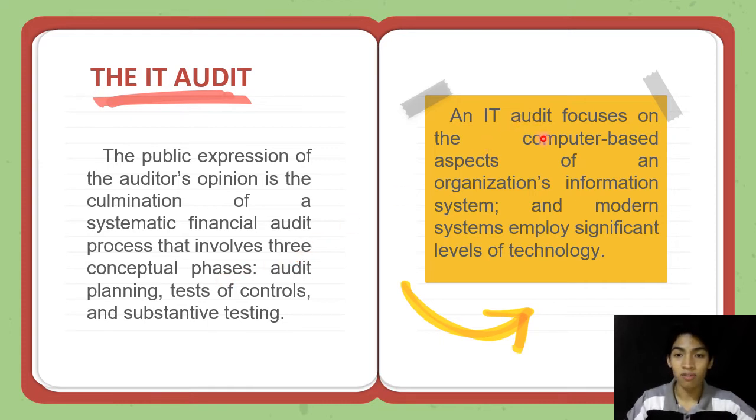Moreover, an IT audit focuses on the computer-based aspects of an organization's information system, and modern systems employ significant levels of technology. For example, transaction processing is automated and performed in large part by computer programs. Similarly, source documents, journals, and ledgers that traditionally were paper-based are now digitalized and stored in relational databases. As we will see later, the controls over this process and databases become central issues in the financial audit process.